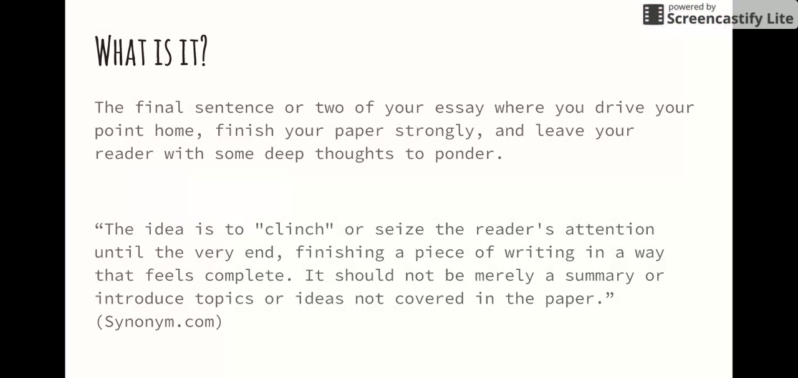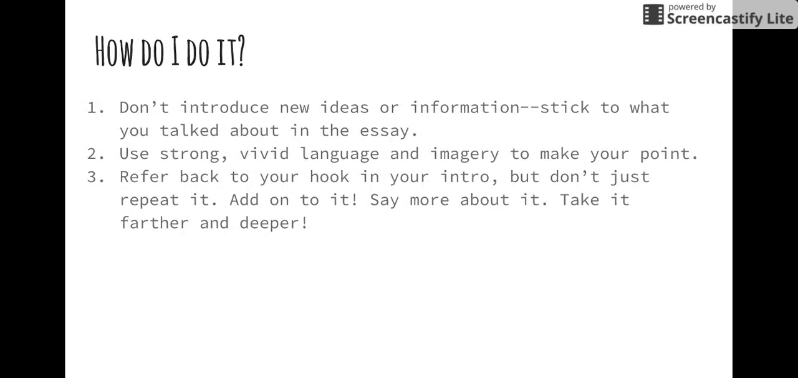Then the clincher. This is maybe one of the more difficult parts of the essay. The clincher is the final sentence or two of your essay where you drive your point home, finish your paper strongly, and leave your reader with some deep thoughts to ponder. As synonym.com says, the idea is to clinch or seize the reader's attention until the very end, finishing a piece of writing in a way that feels complete. It should not merely be a summary or introduce topics or ideas not covered in the paper.